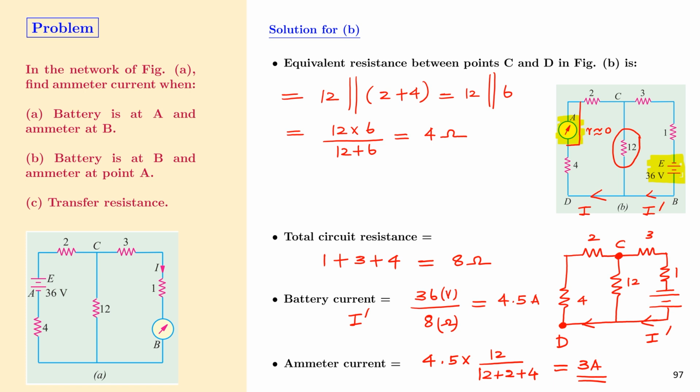In part A of the problem, we had the voltage source at point A and the ammeter at point B. Now in the second part of the problem, we interchanged the position of the voltage source and the ammeter. So we took the voltage source to point B and the ammeter to point A. In both cases, we found that the current recorded by the ammeter is 3 amperes. This indicates that in any linear bilateral network, the location of an ideal voltage source and an ideal ammeter can be interchanged without any change in the ammeter reading.